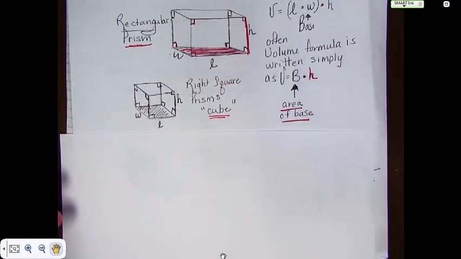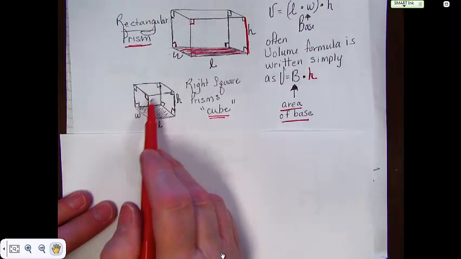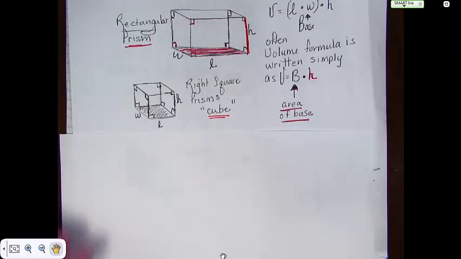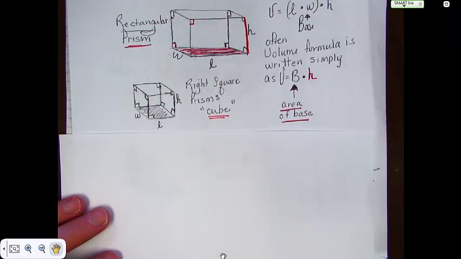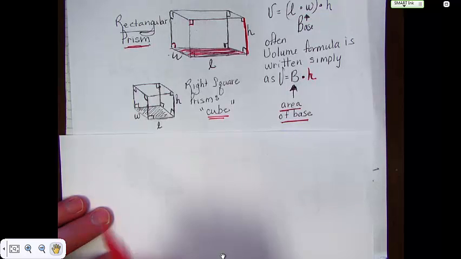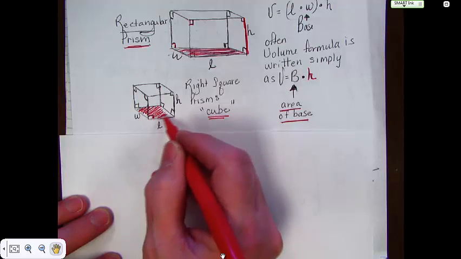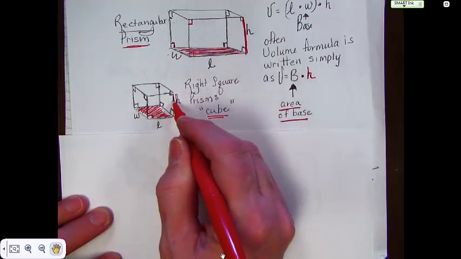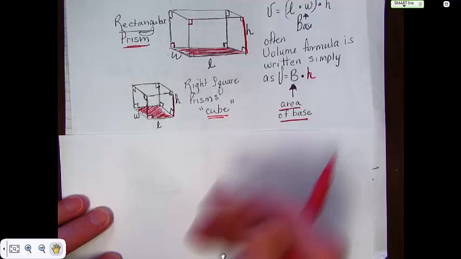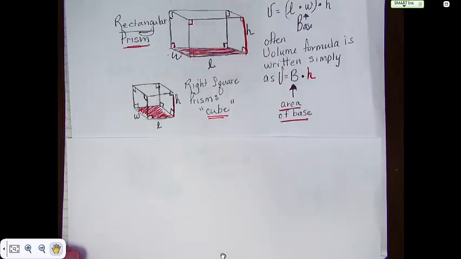We call it a right square prism in math world, but it's just a cube. All the sides are equal and all of the angles are right. Guess you can't get much more specific than that. Okay, and again, if you take the area of this base right here and you multiply it times the height right here, you will have the cubic units, or the volume.